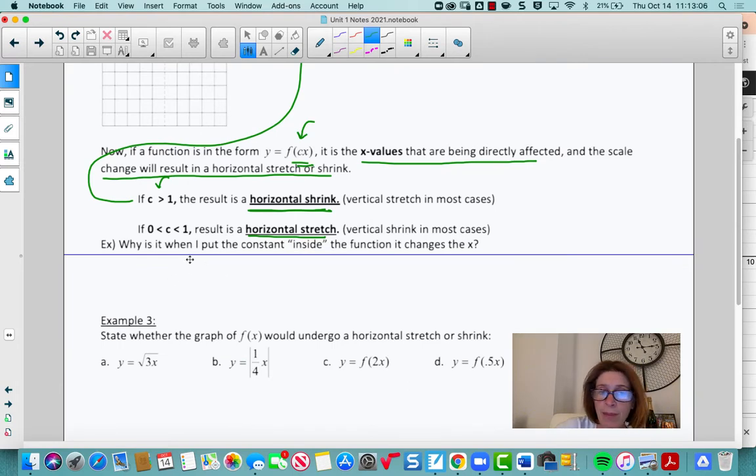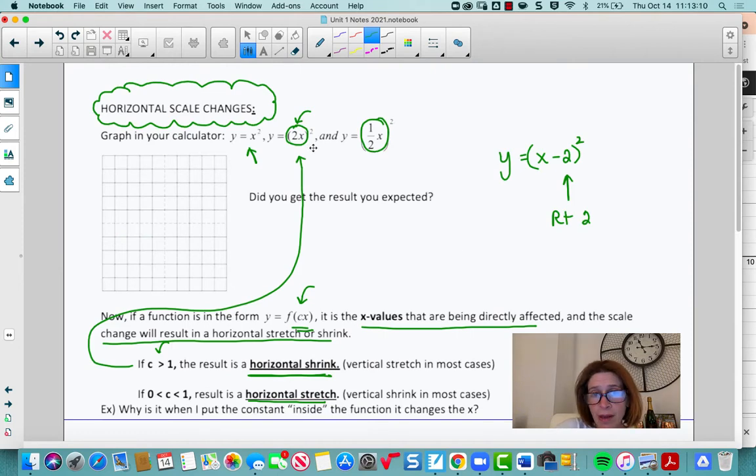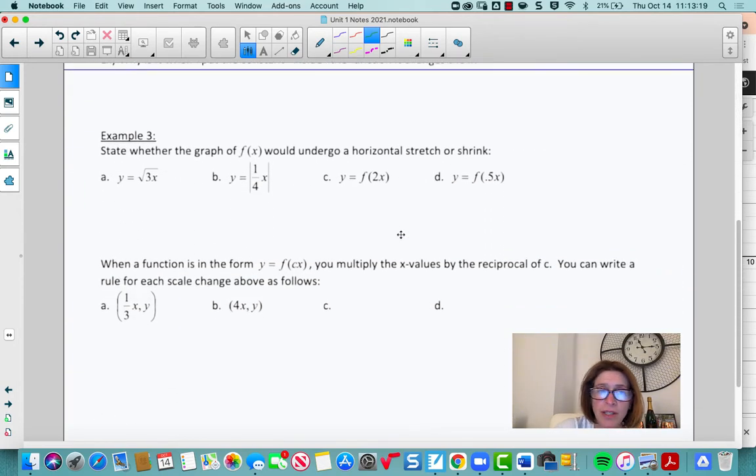Why is it that when I put the constant inside the function, it changes x? Well, because the function is the square, and it doesn't happen until you actually apply the parentheses using proper order of operations. All right, so here are our examples.